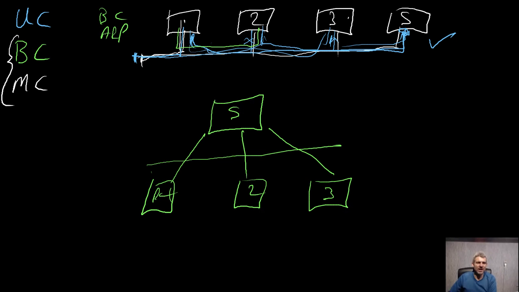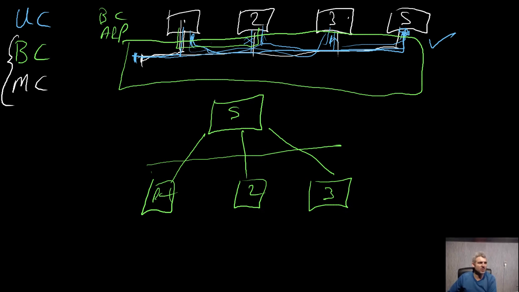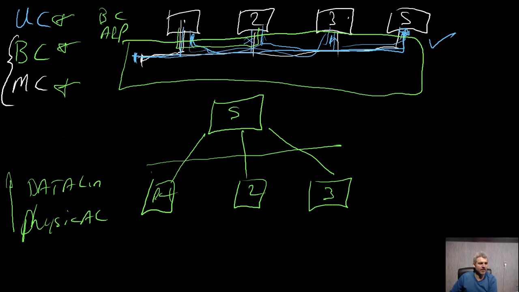So somewhere along the line, we need to put a device in place here that really understands the difference between unicast, broadcast, and multicast traffic. And we cannot do that at a physical layer, because at a physical layer, there's no logic. There's no understanding of this. So then we move up the layer and we move into the data link layer. And over here, things become relevant.